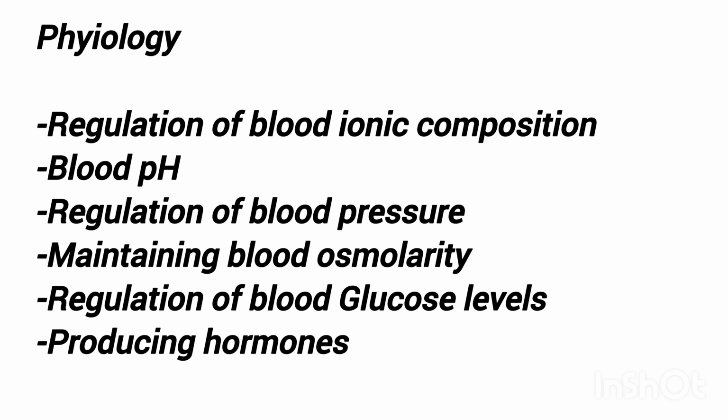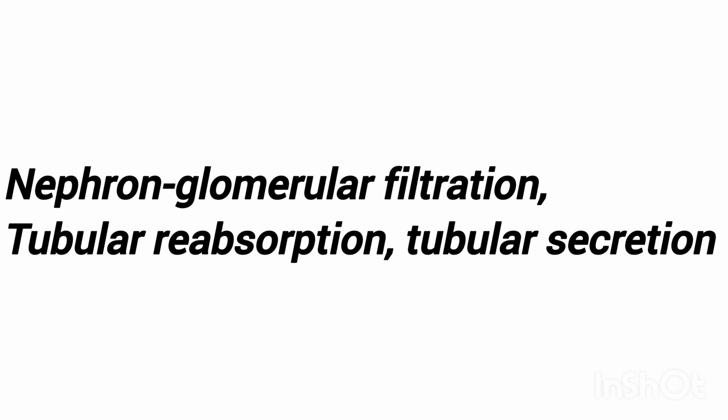Now we will see the physiology of the renal system. It mainly regulates the blood ionic composition, maintains the blood pH, regulates the BP, maintains blood osmolarity, and regulates the blood glucose level. It produces hormones such as the renin-angiotensin system, erythropoietin and 1,25-dihydroxy vitamin D3. The main functions of the nephron are glomerular filtration, tubular reabsorption and tubular secretion.